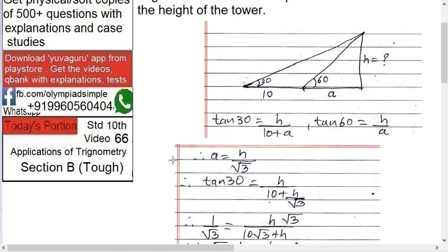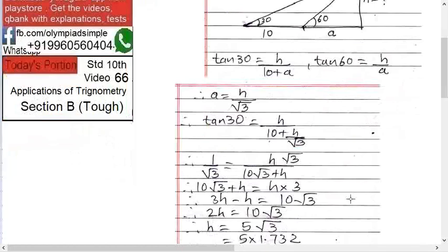Consider this 60. Therefore, a equals h upon tan 60, that is, h upon root 3. Tan 30 equals what? h upon 10 plus a. What is a? We have just now found out a is h upon root 3. Okay, so solve it for h.